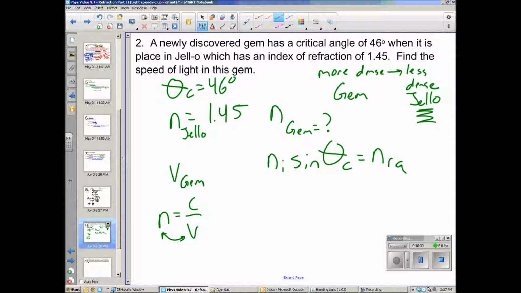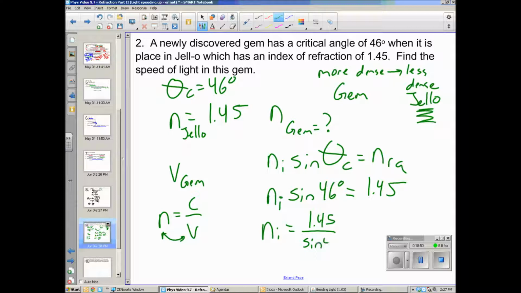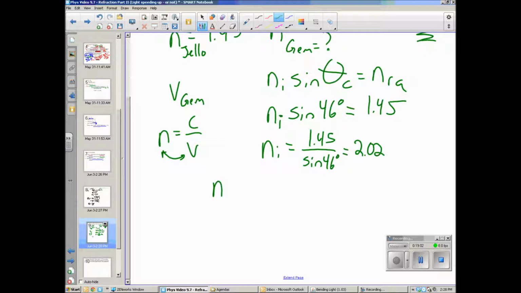So here's what I get. Ni is the n for the gem times the sine of the critical angle equals 1.45. Okay, so solve it. Divide both sides by the sine of 46. And it gives you a 2.02. Okay, so that number there represents n for our gem.